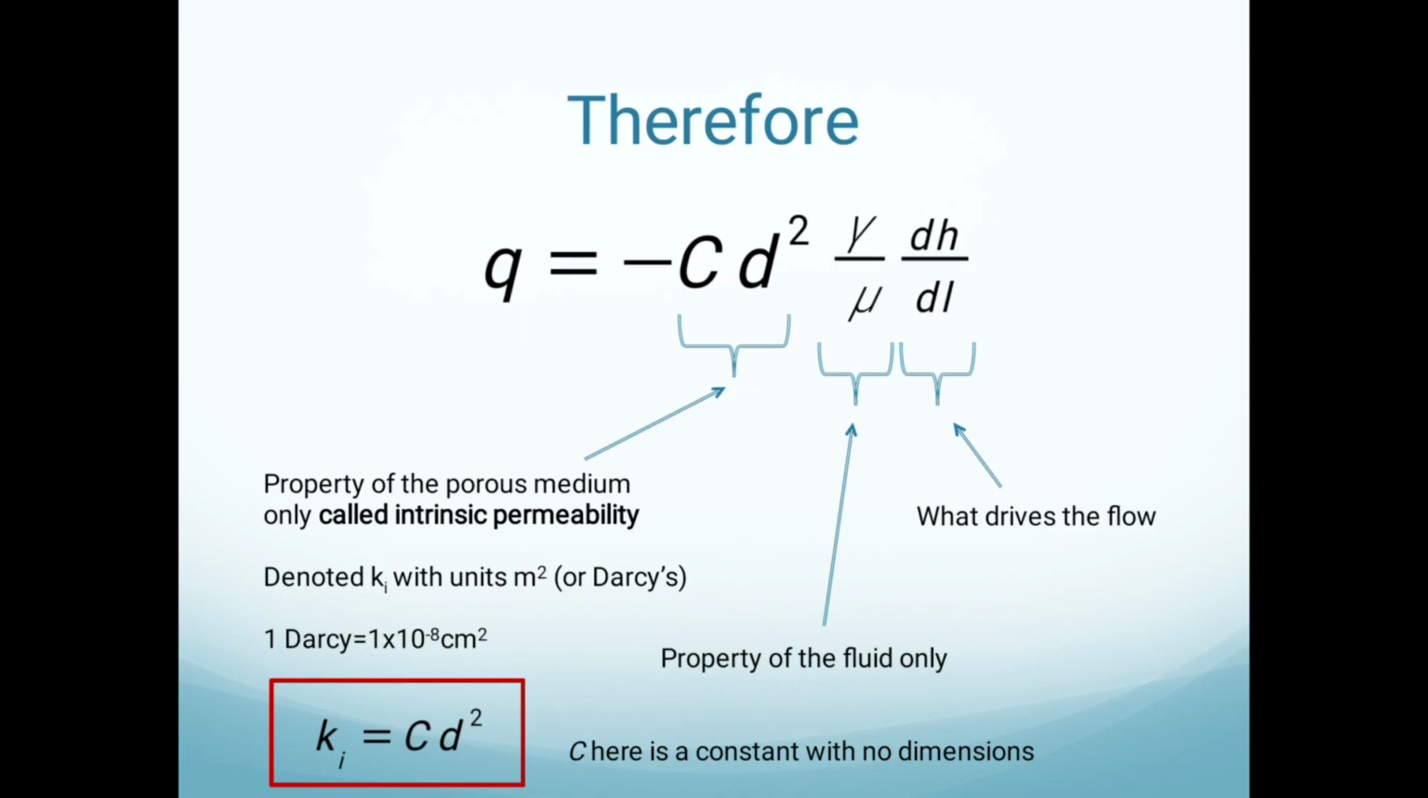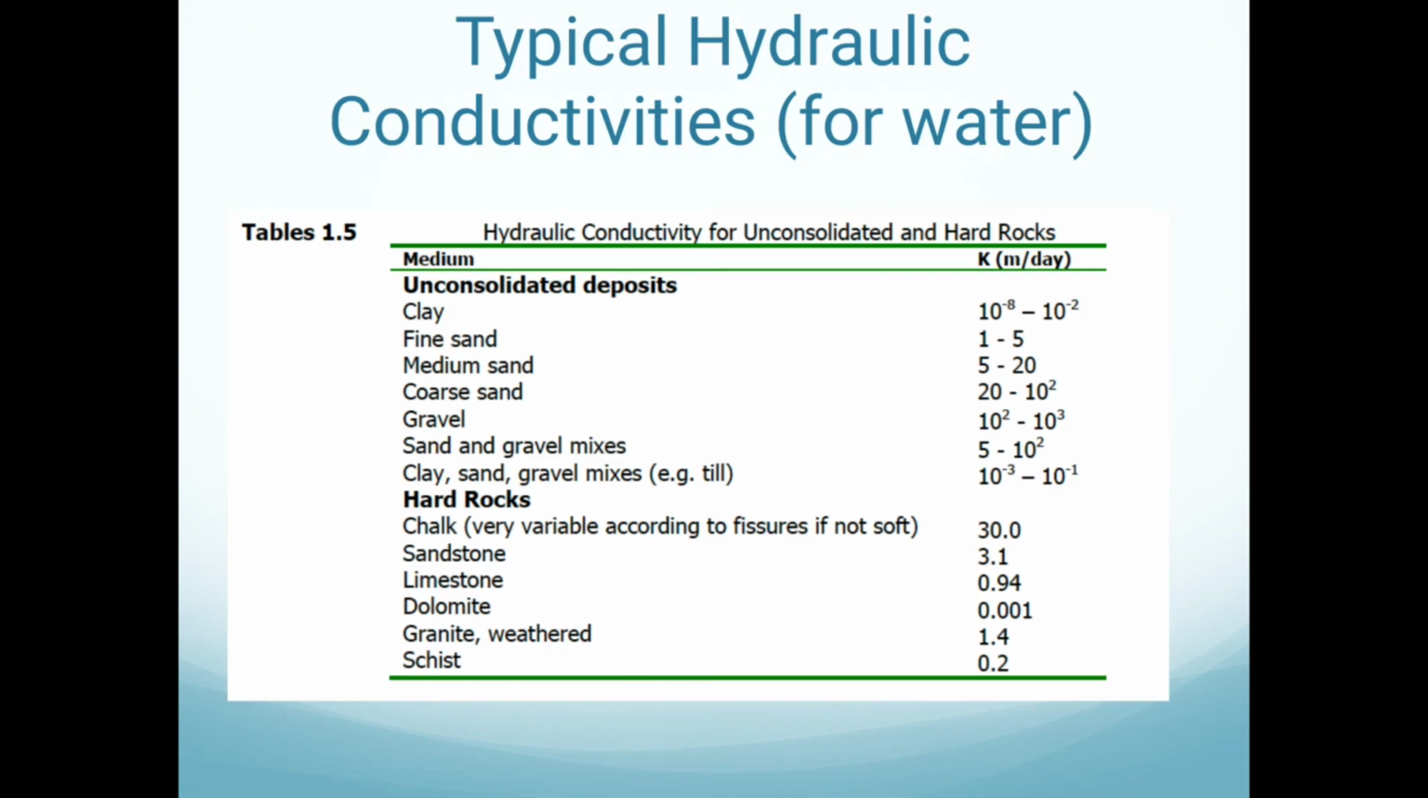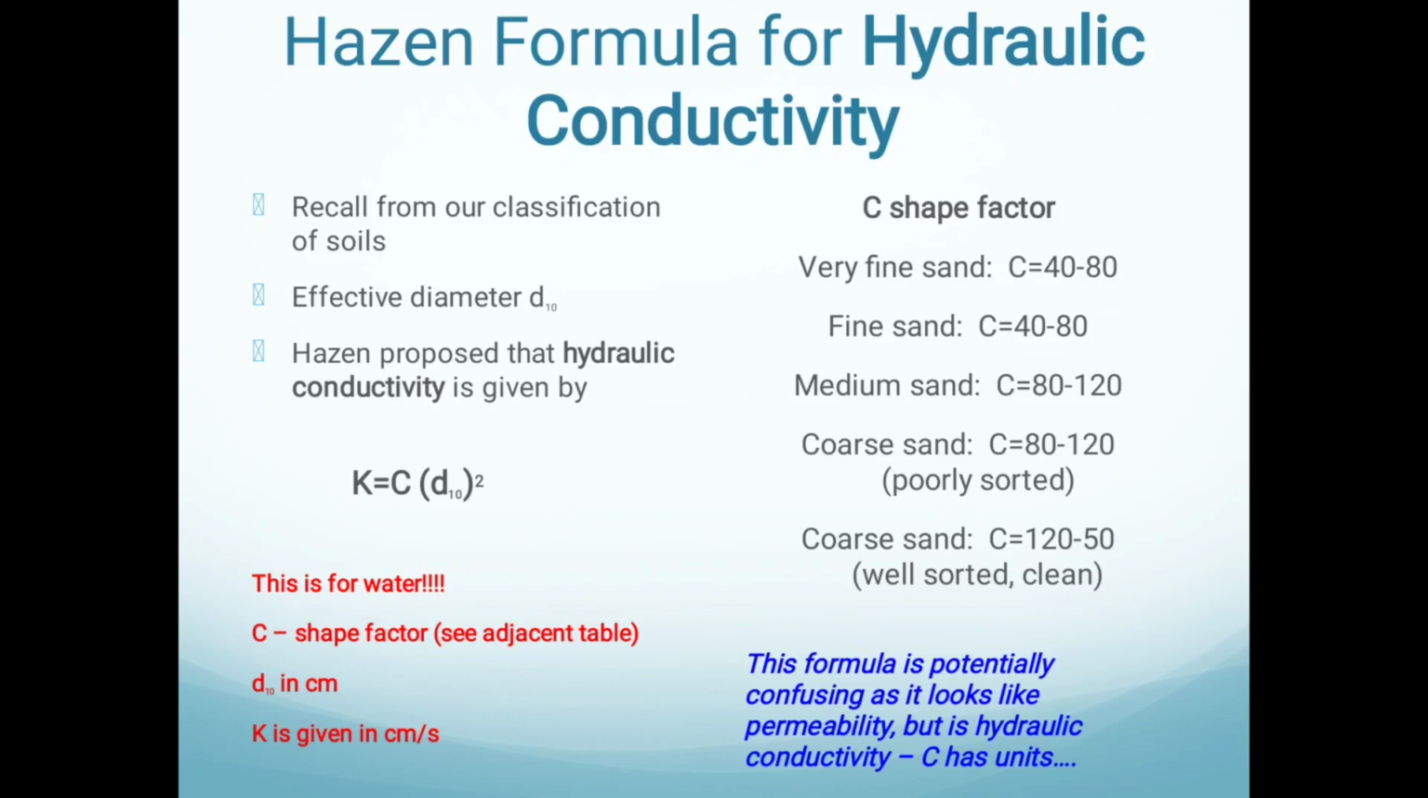Next one, the ρg/μ is the property of the fluid only, where K, 1 Darcy is equal to 1 × 10^-8 cm², where k = C d². This is the hydraulic conductivity for different types of soil. Next one, Hazen formula for hydraulic conductivity. Recall from our classification of soil, effective diameter D10. Hazen proposed the hydraulic conductivity given by K = C (D10)², C being the shape factor.